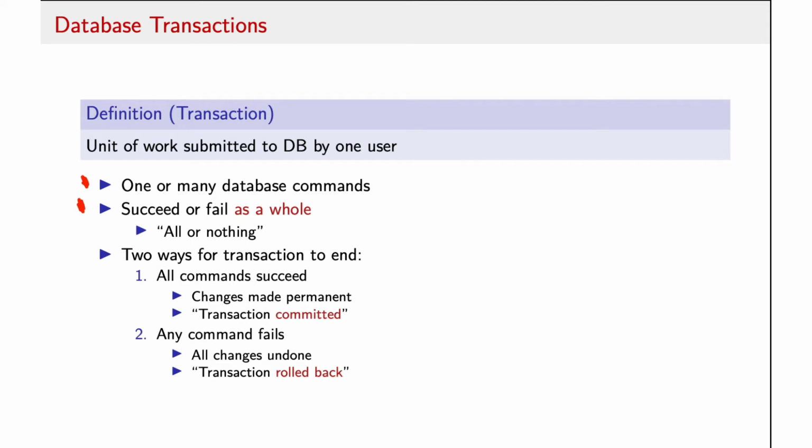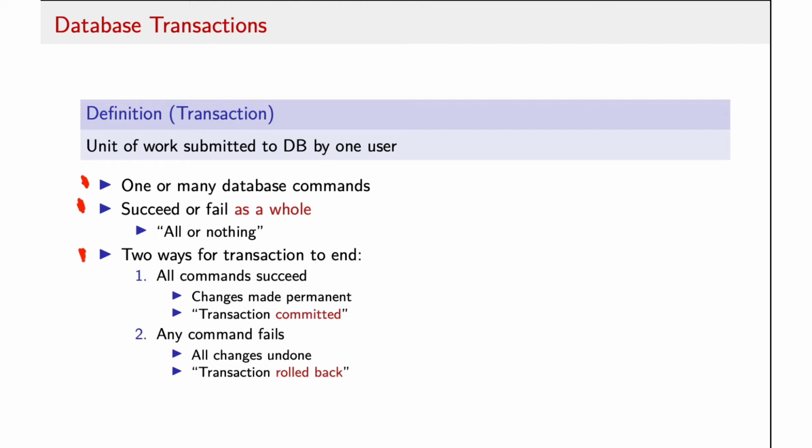And even if something goes wrong in the midst of that sequence of database commands, you want to make sure that you roll things back to the point at which the database was in prior to any of those commands being executed. So there's two ways for a transaction to complete. One of them is all of the commands succeeded. At that point, the database is going to ensure that the changes that were made by any of those database commands is made permanent, and we refer to this as the transaction being committed.